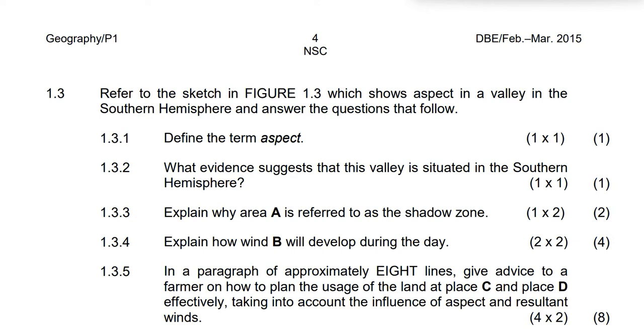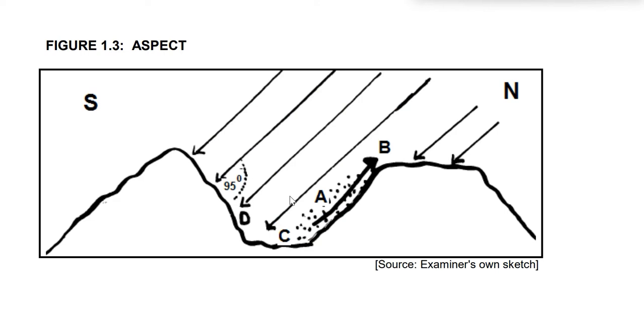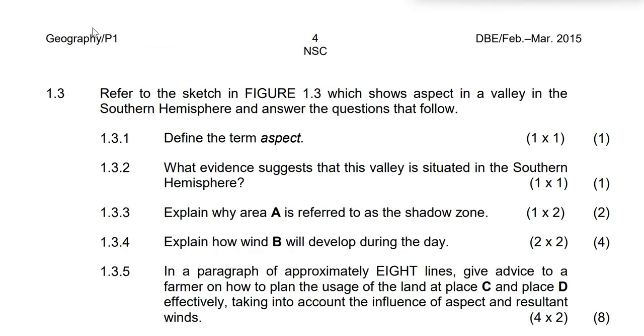Today we're going to look at geography, specifically slope aspects. This is our diagram, figure 1.3, which shows aspect in the southern hemisphere. Answer the questions that follow. This shows a slope that is in the southern hemisphere. I repeat, the slope is in the southern hemisphere. I think you know the rules, so let's jump to our very first question.